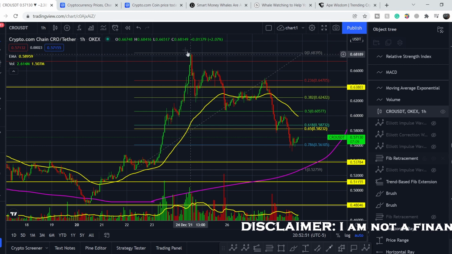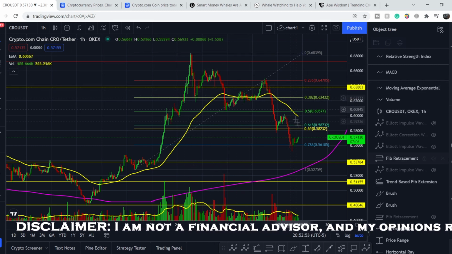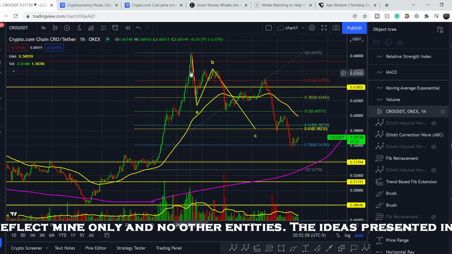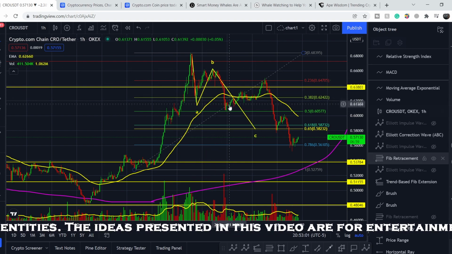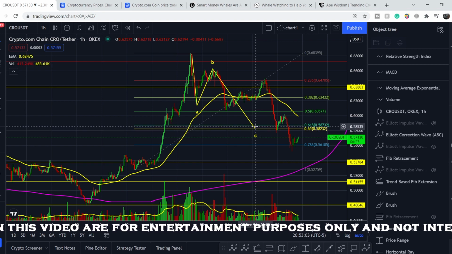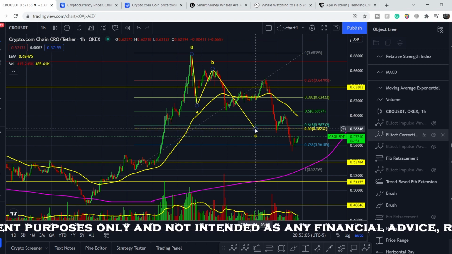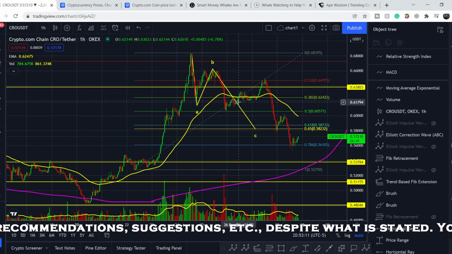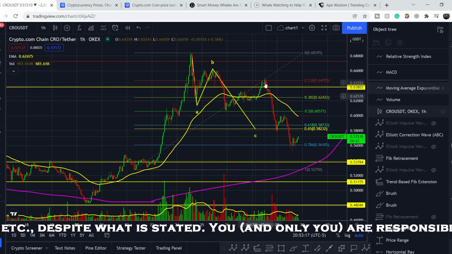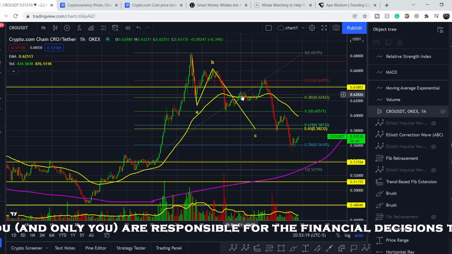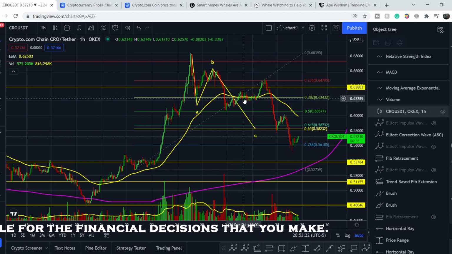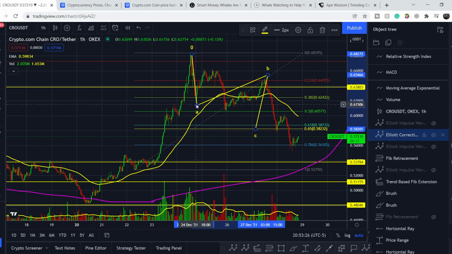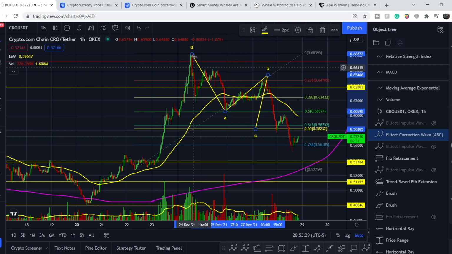So guys, what type of structure do we have right here? Previously, I thought that we have this as our A wave, this is our B, and potentially we had to have one more leg to the downside to form our C wave. But this price action eliminates this breakdown, because right here at this movement to the upside, we clearly can see the structure of the B wave.